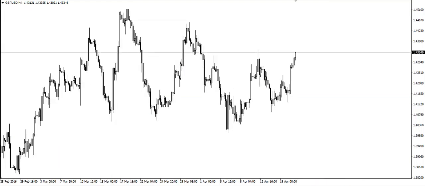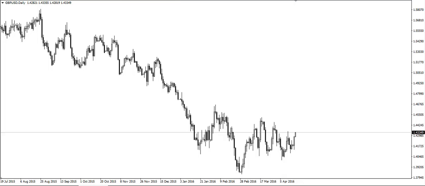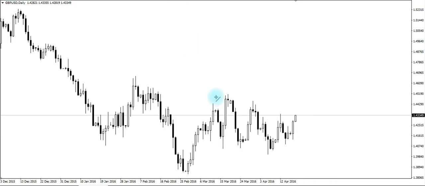Next, we have the pound against the US dollar. From the daily chart, we can see that there was actually a falling trend channel.